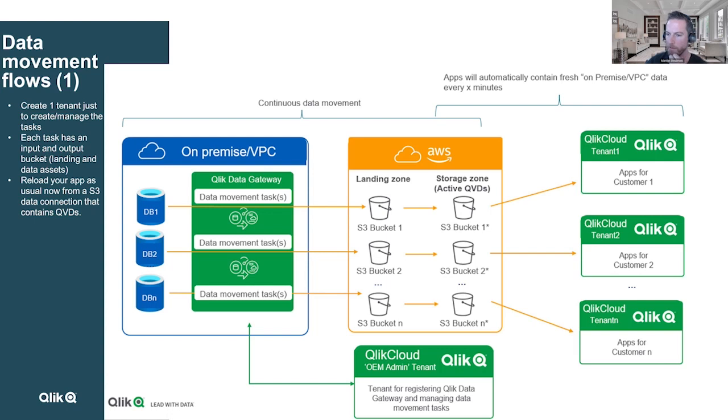So if I have an app here, I could just say, hey, load star from these tables contained in this bucket. So now I have a situation where I can host my dashboards in the cloud using Qlik Sense, and my data is also in the cloud using the Qlik Data Movement solution.